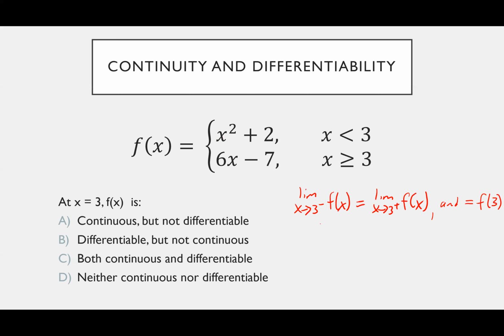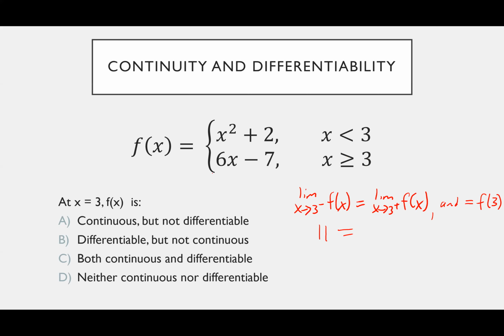We plug the 3 in. So it will be 11. 11, perfect. And then I'm going to take the limit as we approach 3 from the right, which means we're greater than 3. So I'll use the bottom equation.